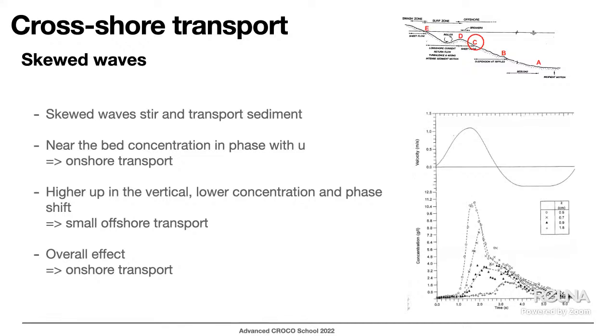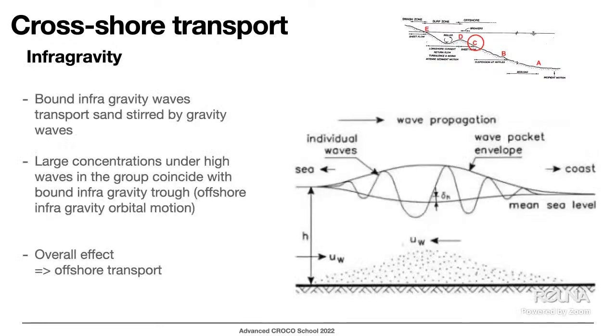So this skewed wave will stir and transport sediments, but the overall effect is that we have onshore transport due to the skewness of the wave. And then there is also an effect of infragravity waves. They also transport sand, and sediments are also stirred by those waves. And we have a very large concentration of sediments under the slope of the infragravity waves. So the overall effect, since it's a trough, the velocity of the infragravity waves is going from the shore to offshore, so we get an overall offshore transport.